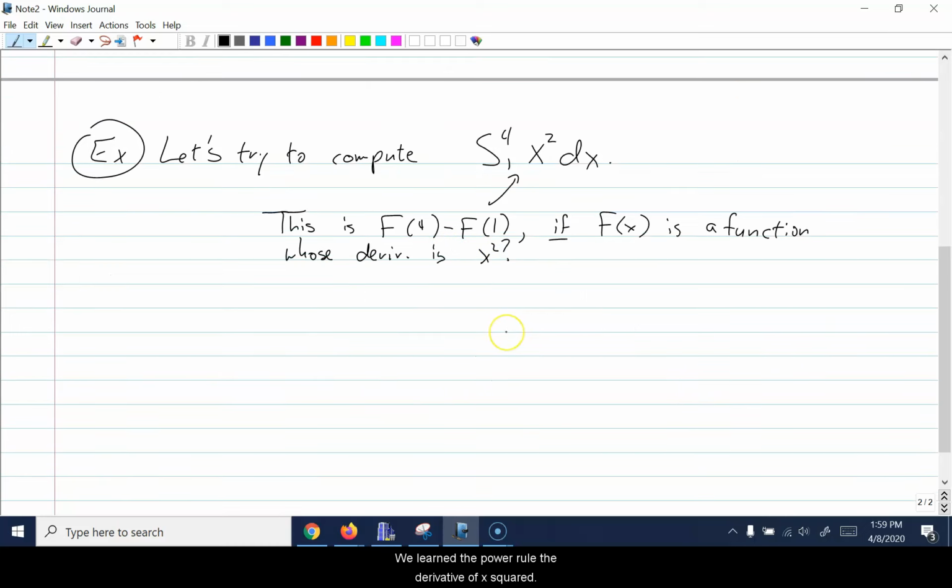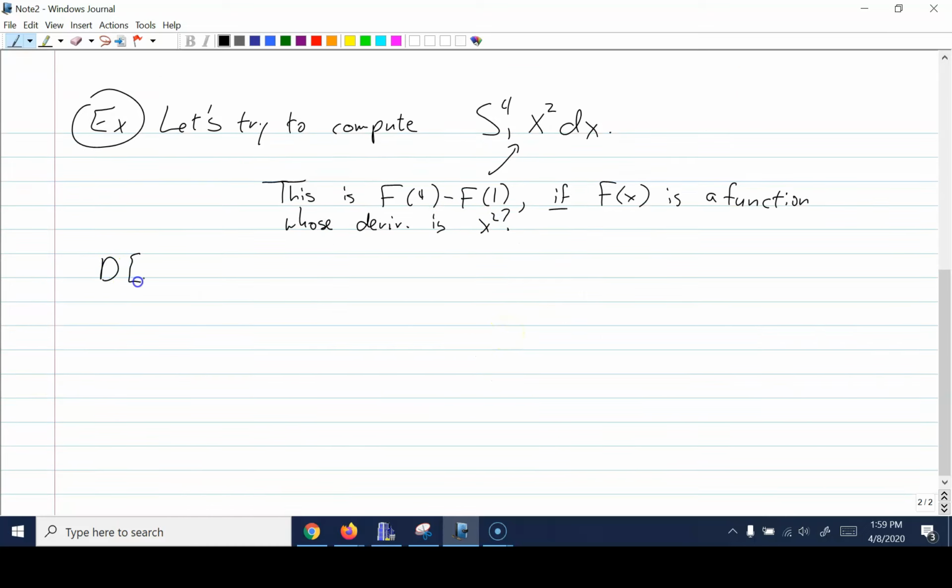Well, we learned the power rule. The derivative of x squared is 2x, right? And that's the way it works. If I take the derivative of any power of x, I get that number out front, x to the n minus 1. So I think about that for a second, and I say, well, if I want the answer to be x squared, then the exponent of the original should have been 1 higher than 2.